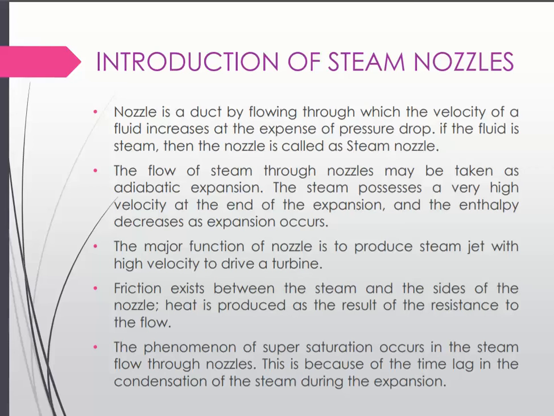The major function of a nozzle is to produce a steam jet with high velocity to drive a turbine. Friction exists between the steam and the side of the nozzle, and heat is produced as the result of resistance to the flow. The phenomenon of supersaturation occurs in the steam flow through nozzles. This is because of the time lag in the condensation of the steam during the expansion.